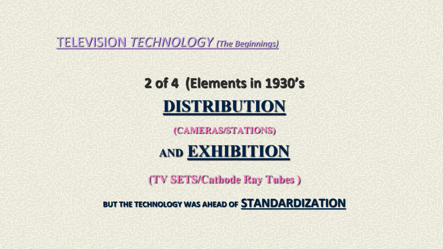Distribution, the idea of coming up with cameras and television stations, that's being developed, that's on its way. And certainly the exhibition, the television cameras and the television sets, the technology for that is understood and can now be manufactured. But again, probably the most important part of those four elements, standardization, has yet to be determined.